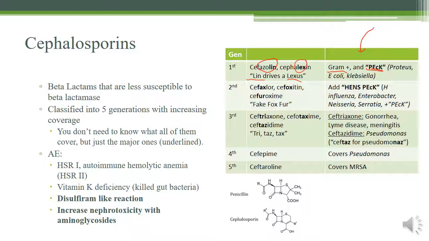Another one that you need to know about the second generation cephalosporins is going to be fake fox fur. I just go by whatever sounds like that, the fake fox fur. So if it has a ceph in its name and it has the fake fox fur, I know it's in the second generation.